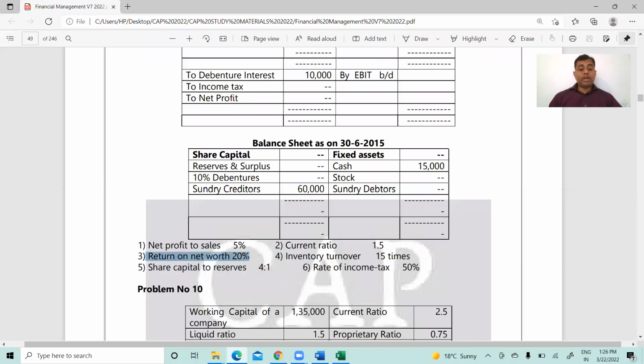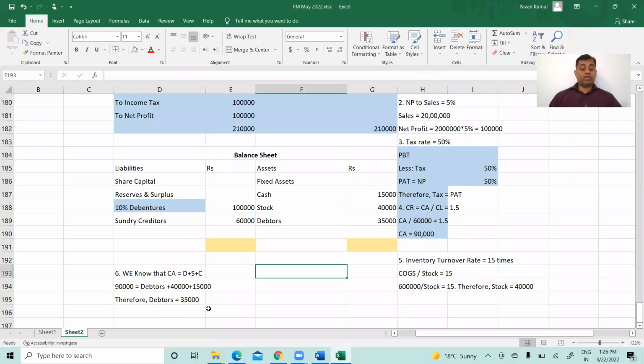Then return on net worth 20%. Next, working note 7. Working note 7. Return on net worth. This is also known as return on equity. Return on equity is equal to how much they have given? 10%. No, 20. Not 10. 20%.